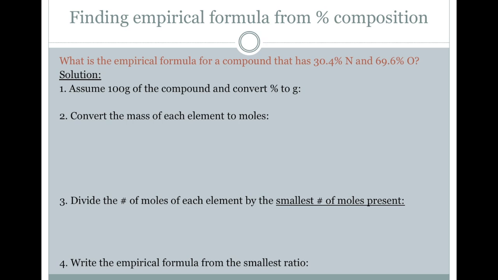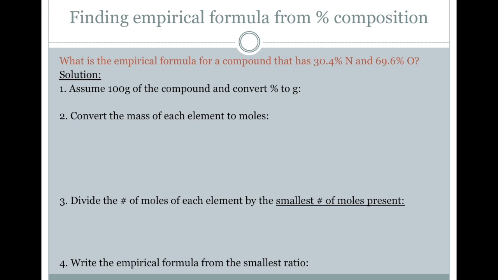So let's say that we have a compound that's 30.4% nitrogen and 69.6% oxygen. What is the empirical formula for this compound? And we can figure it out just from the data we have here.